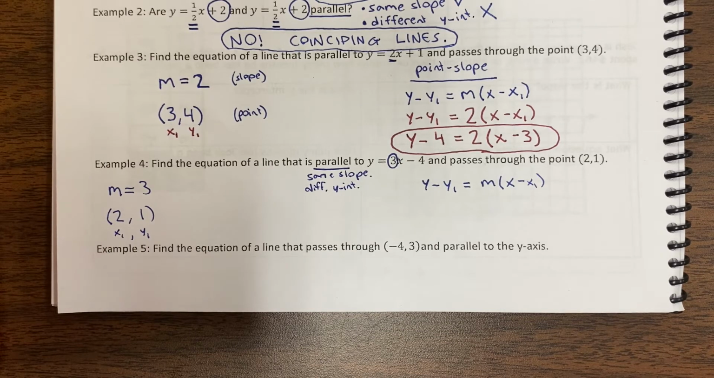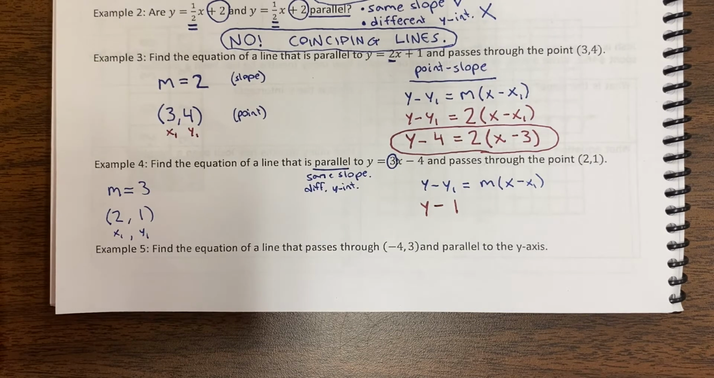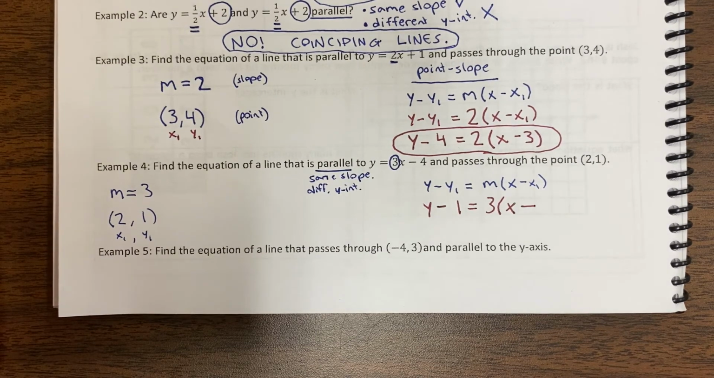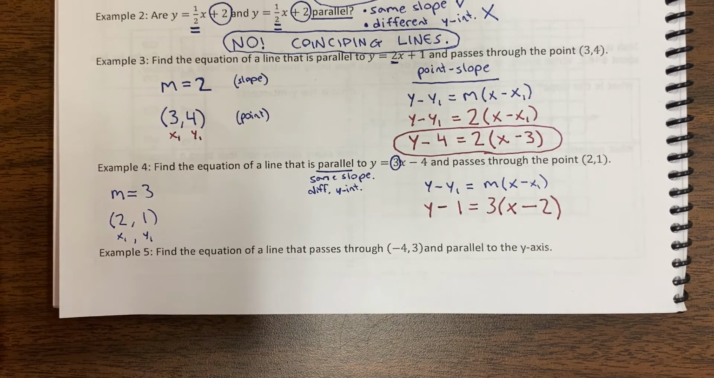So y is going to stay the same, so I'll bring that down, minus the initial y value they gave us, which is 1, equals m, so the slope they gave us, which is 3, parentheses, x, which is going to stay the same, minus the initial x value they gave us, which is 2, and close parentheses. So this is an equation that is parallel to y equals 3x minus 4 because it has the same slope, and it passes through the point (2, 1).